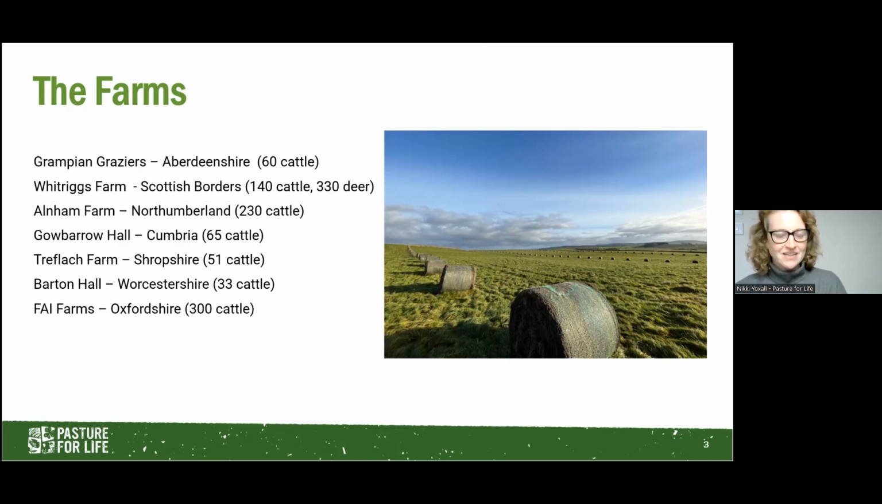Galborough is in Cumbria. They have 65 cattle. We have farms then going further south into England, Trefler, Barton Hall and FAI. And you can see that we have a real mix of size of herds, so everything from 30 cattle right through to 300. And so what we've been trying to do is gather data from all of these different farms using bale grazing. All of these are using hay rather than silage. So many of them started on silage and realized that actually it's much easier to bale graze with hay.